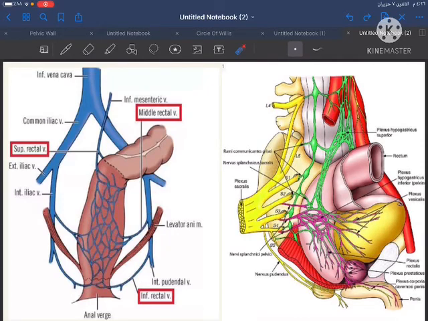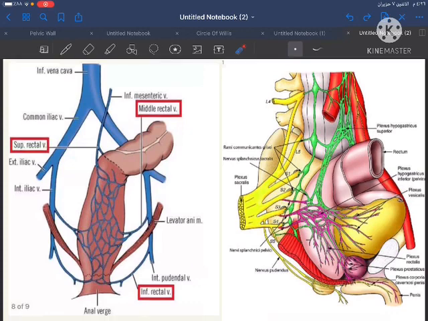Nerve supply of the rectum is the inferior hypogastric plexus, which is located on either side of the rectum. It also provides nerve supply to the sigmoid colon.